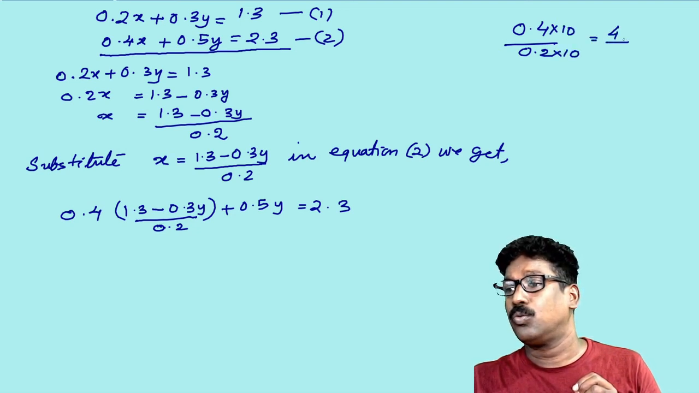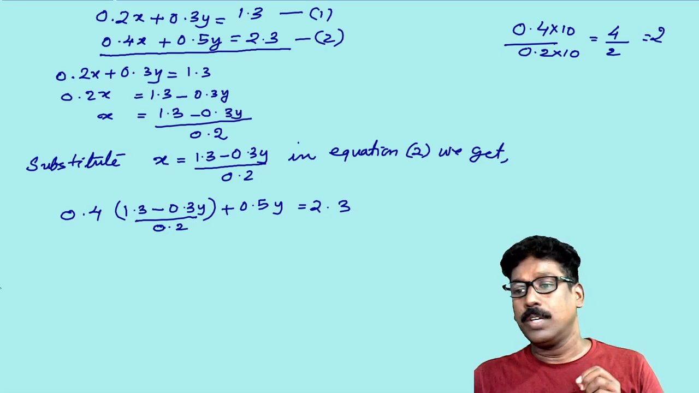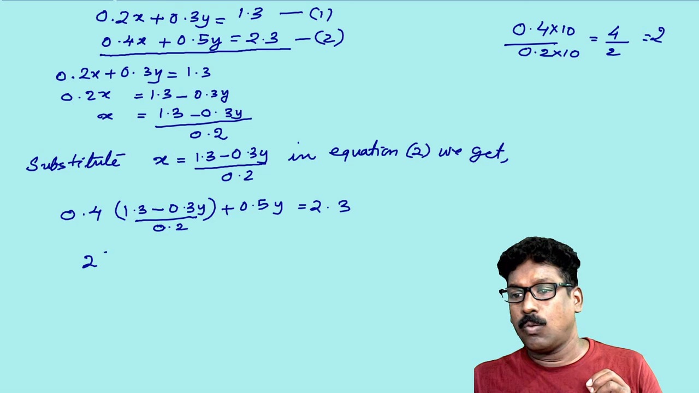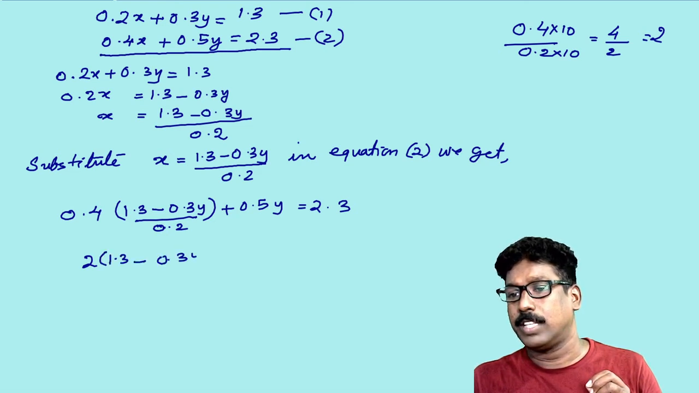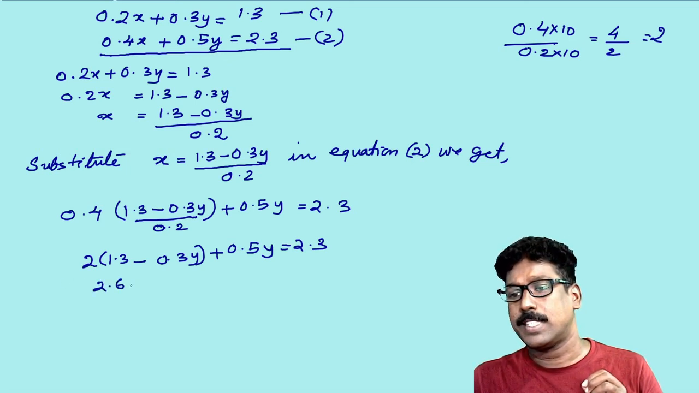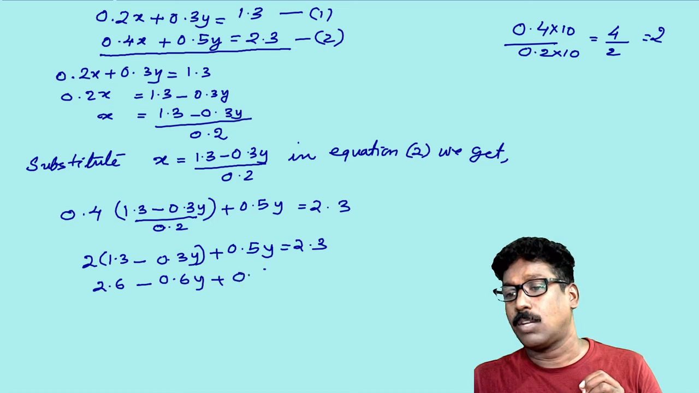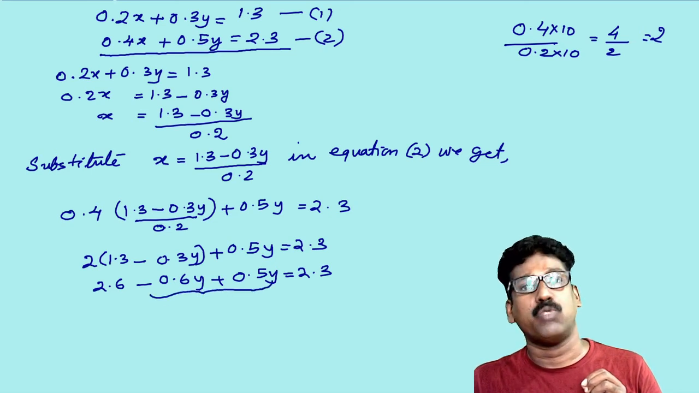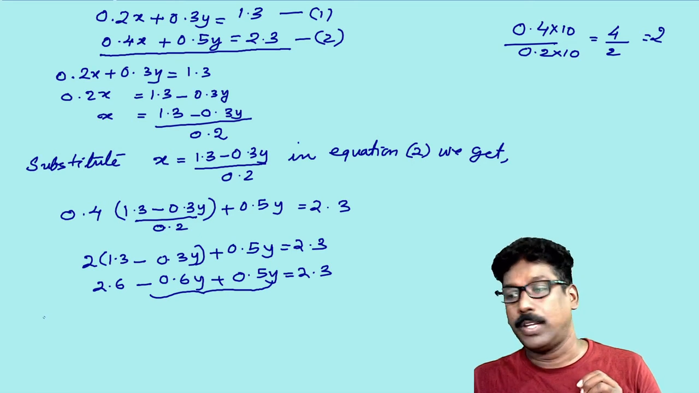0.4 into 10 you get 4. 0.2 into 10 you get 2. 4 by 2 you will get 2. So this is 2 into (1.3 minus 0.3y) plus 0.5y is equal to 2.3. Now multiply by 2: 2 into 1.3 is 2.6, minus 0.3 into 2 is 0.6y, plus 0.5y is equal to 2.3. Now what is minus 0.6 plus 0.5? Which is minus 0.1. So you can write this as 2.6 minus 0.1y is equal to 2.3.